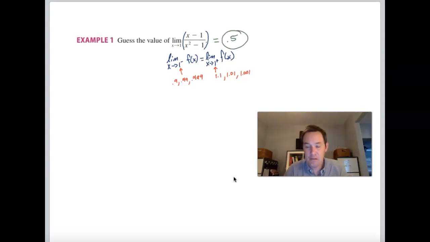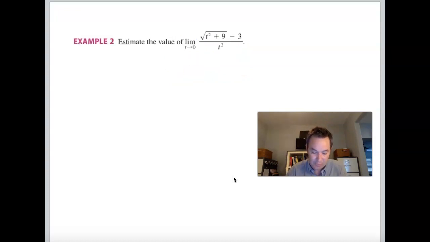That's it. So pretty similar to how we were estimating them using graphs. It's just now we're using tables of values. We'll try the same thing here.